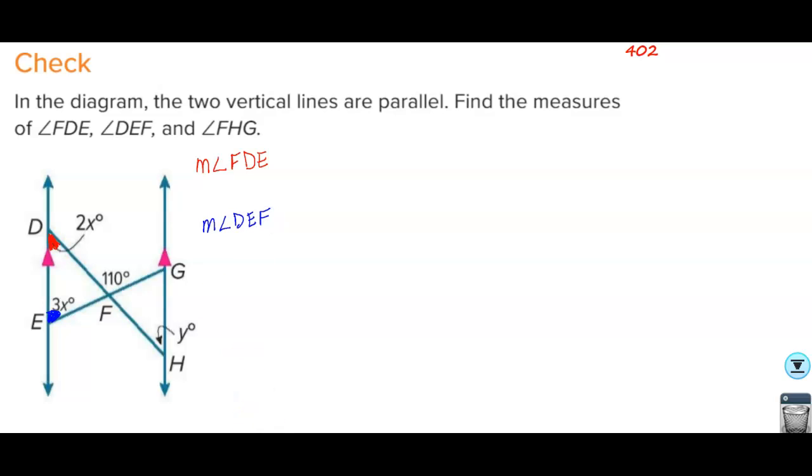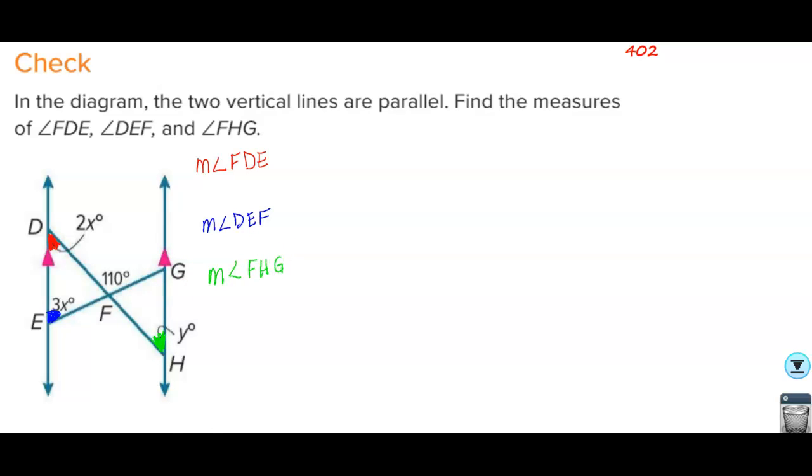I'm going to need a new color. How about green? Let's go with green. FHG. FHG is this one right here. This is our green angle. The measure of angle FHG.